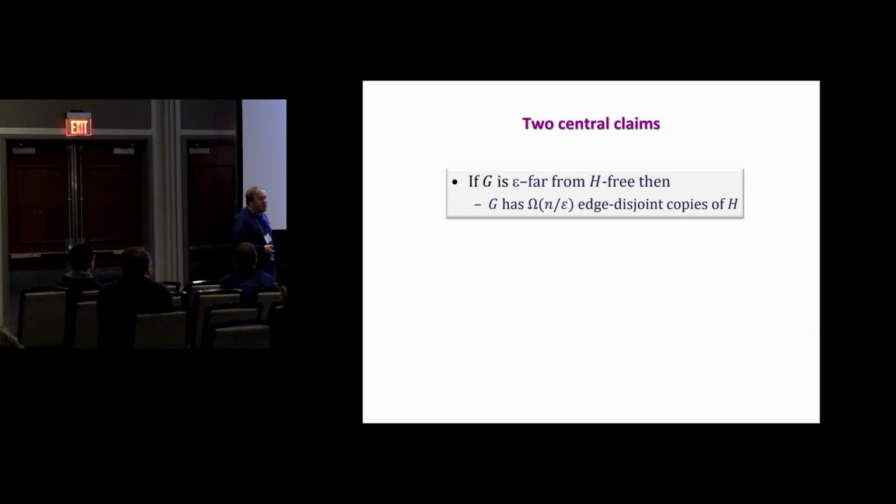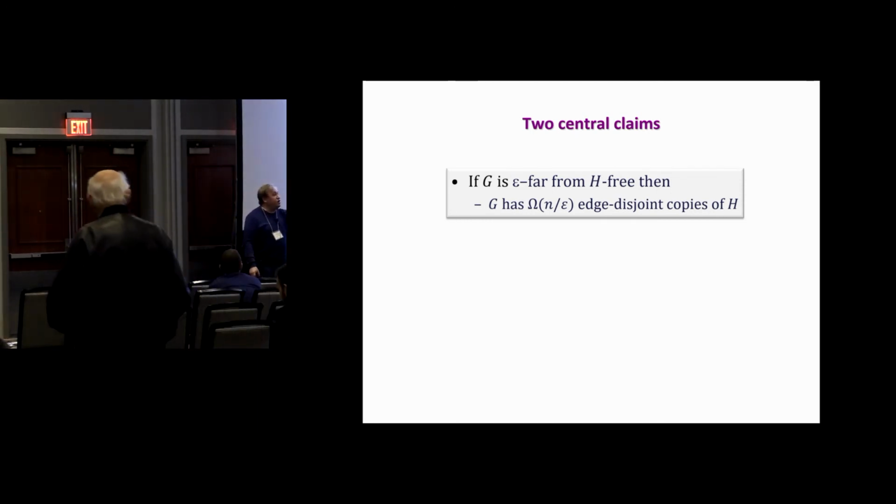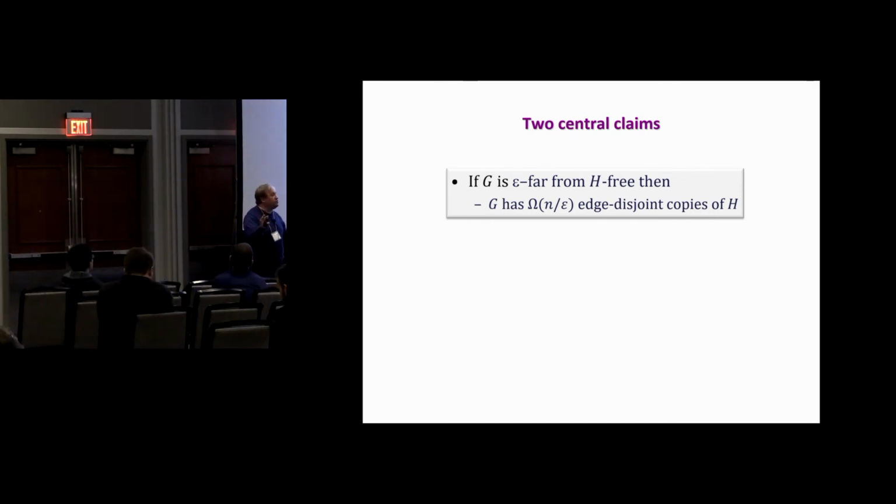The first one is saying that if a graph is epsilon-far from H-free, then this graph will have lots of edge-disjoint copies of graph H. So this is our starting graph G, and we are saying it will have lots of copies. We don't have to find them. The algorithm will have to find them at the end, but this is an existential claim. And that's easy to show, actually.